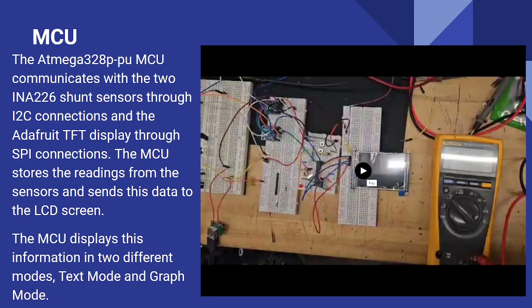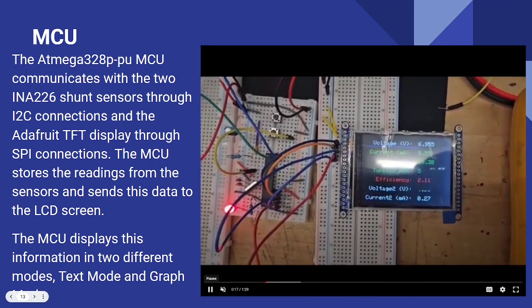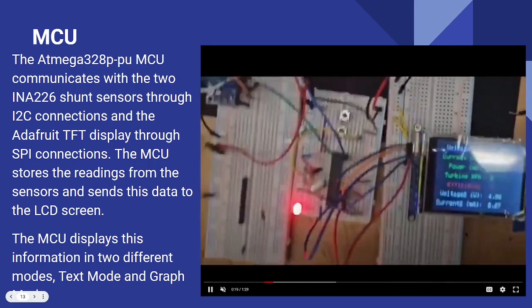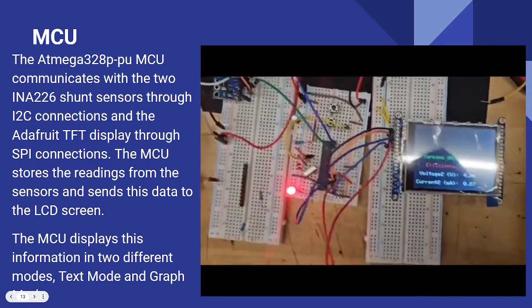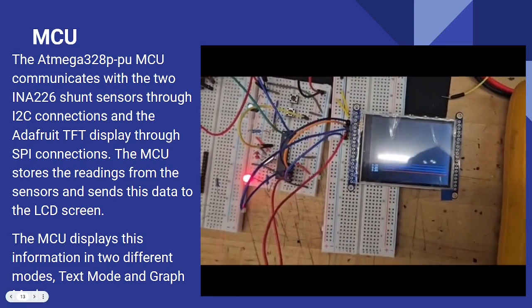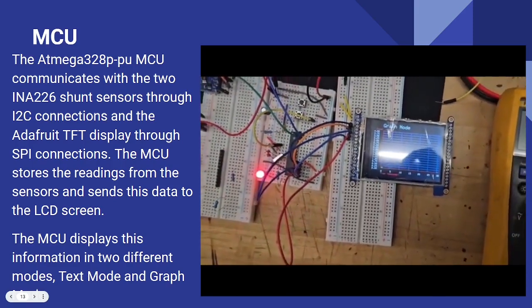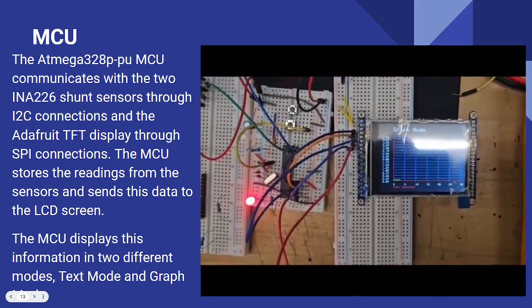Our MCU, the ATmega 328P, stores the values measured by the shunt sensors and displays these measurements on the LCD screen. This information can be displayed in a line graph form or in a more detailed text form, and a button is used to toggle between these two display modes.